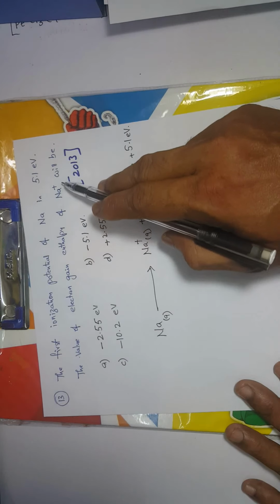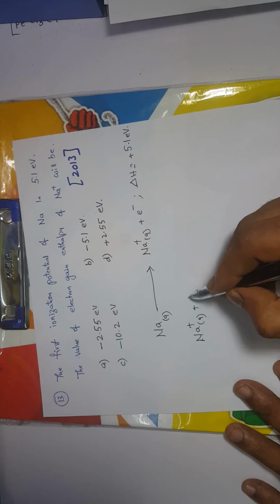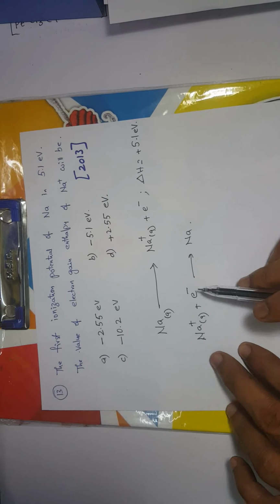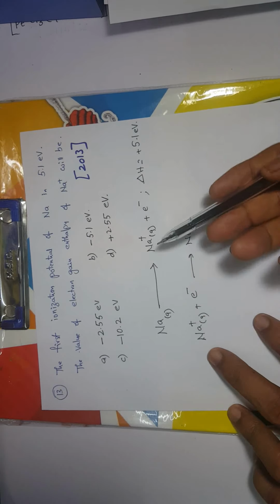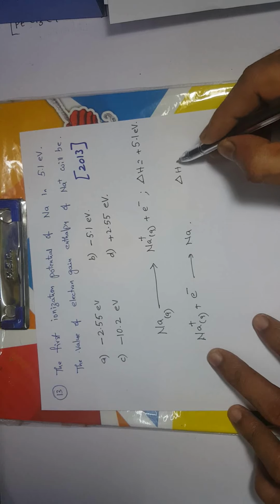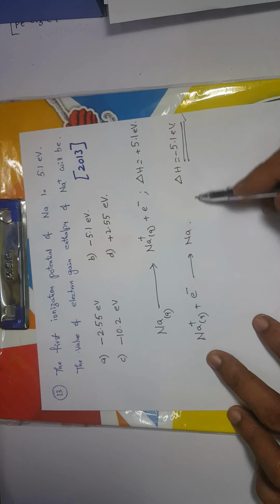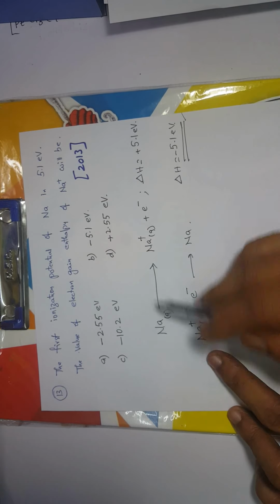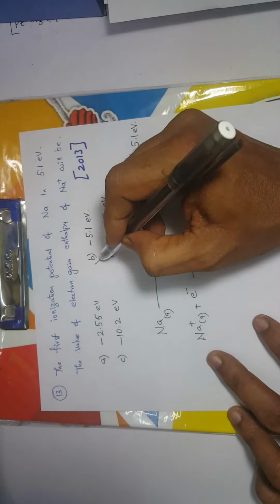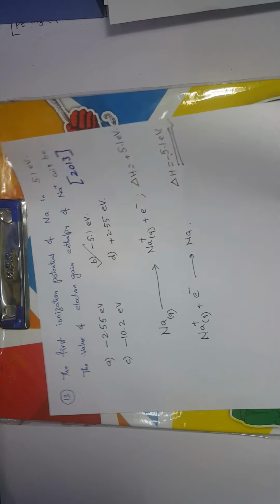What they are asking is the electron gain enthalpy of Na plus. Electron gain enthalpy means, for a neutral gaseous ion, if you add one more electron, it forms sodium. Anyway, you have to remember that in a thermodynamic process, whenever the reaction is reversed, the sign becomes reversed. So delta H is nothing but minus 5.1 electron volts. For the same reaction, this is a backward reaction, so the sign becomes opposite. That's why the answer is minus. They have given plus 5.1, so the answer becomes minus 5.1.